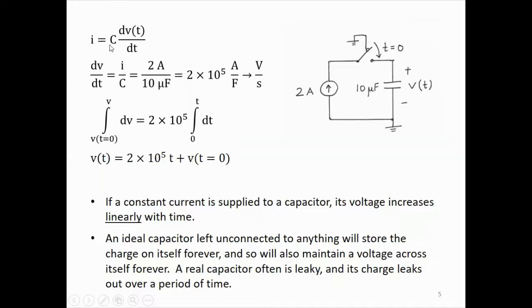So we say I is equal to C dV/dt, and so we take the C on the other side, so we get dV/dt equal to I by C. We do this because we know I and we want to find V. I is 2 amperes, C is 10 microfarad. So 2 amp by 10 micro is 2 times 10 raised to 5 amps per farad. And please convince yourself that amps per farad is the same as volt per second.